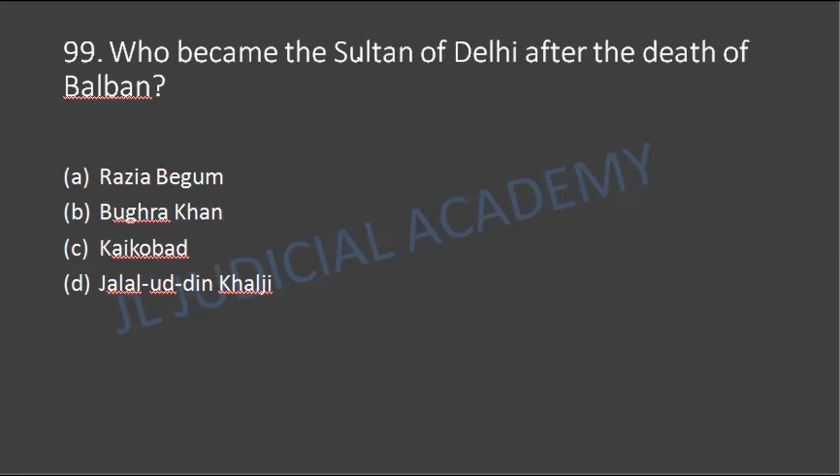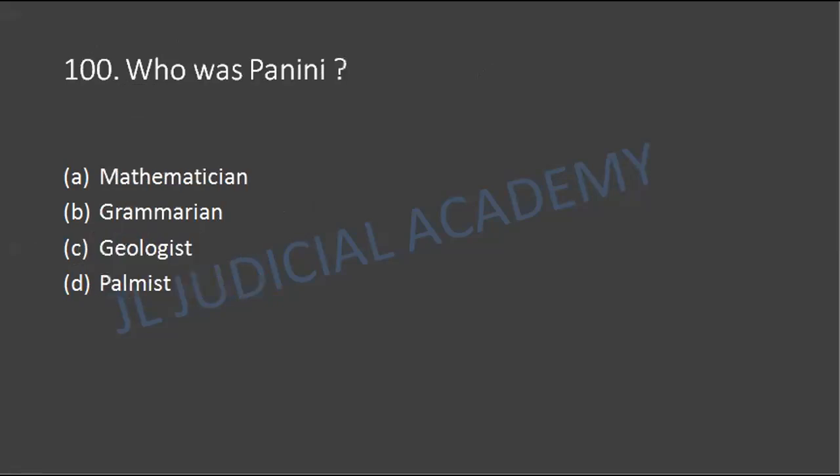Next, who became the Sultan of Delhi after the death of Balban? The answer is C, Kaikobad. Kaikobad became the Sultan of Delhi after the death of Balban. Last one, who was Panini? Panini was a grammarian.